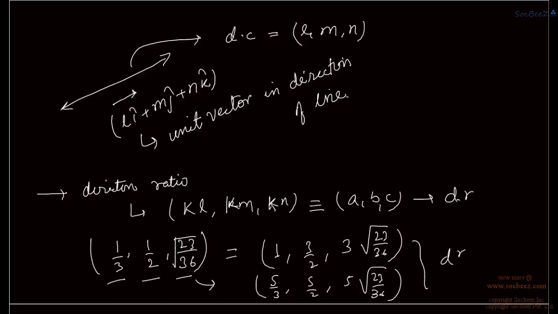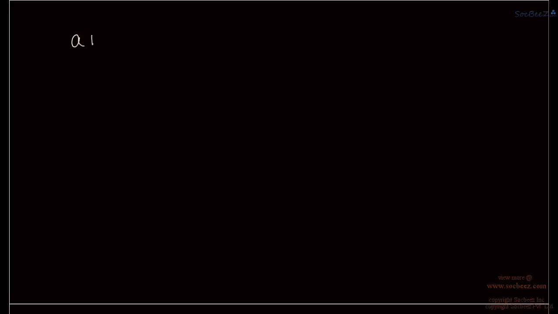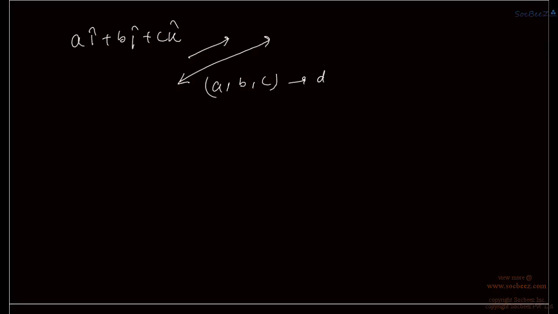But we have only one unique direction cosine for a given line because we will have a unique unit vector in that direction, and we can have n number of vectors in that direction. So we have n number of direction ratios. Direction ratio basically represents any vector in direction to that line. Say if ai plus bj plus ck is a vector in direction to this line, then a, b, c is the direction ratio of this line.